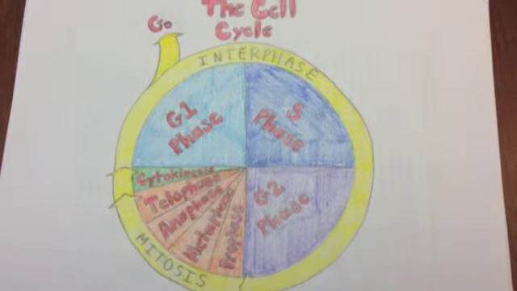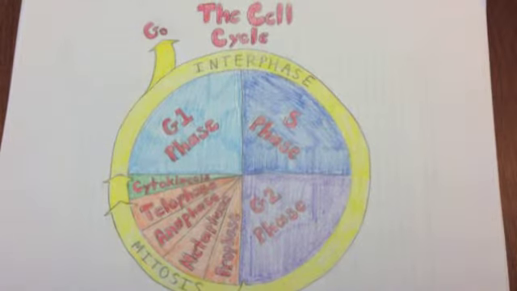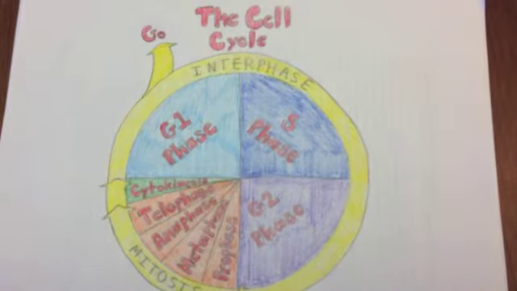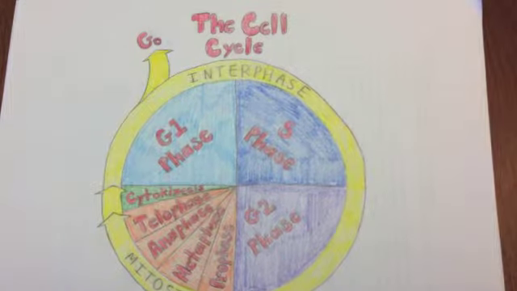Sometimes cells leave the cell cycle and enter the G0 phase, or resting phase, in which the cell is neither dividing nor preparing to divide. Some cells, such as neurons and heart muscle cells, enter this phase once they reach maturity.